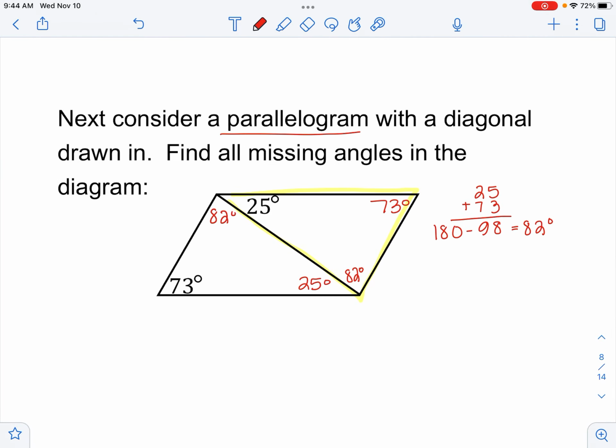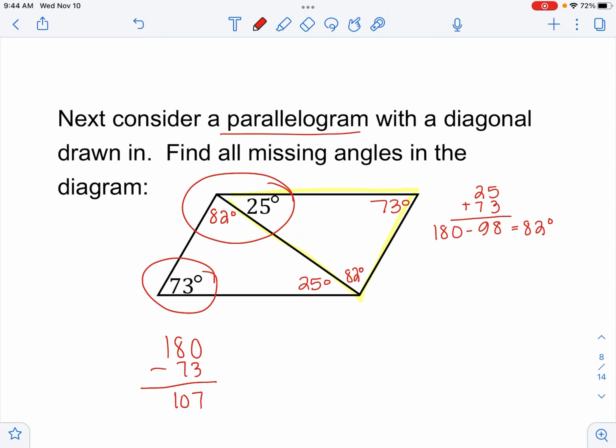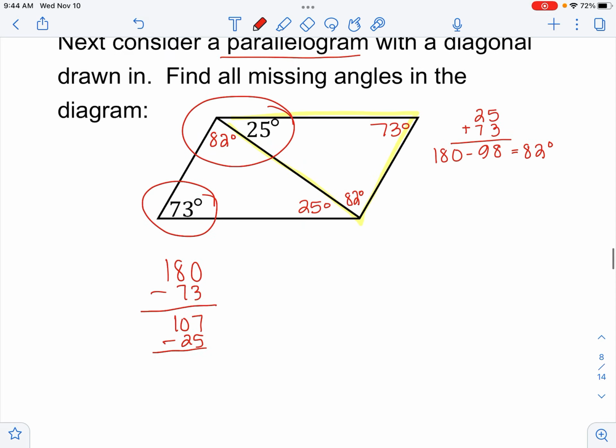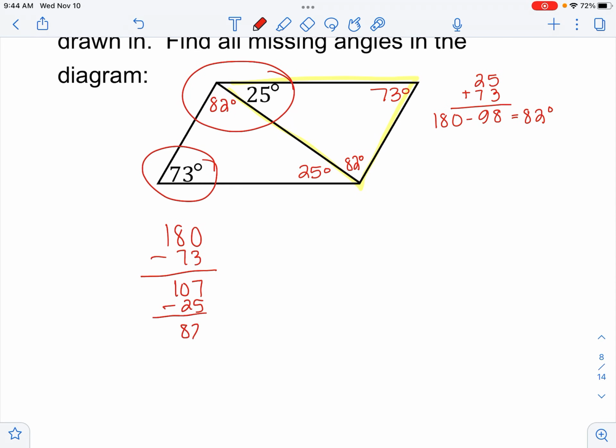82, 82. Another way of looking at it is that I know that this angle and this angle are supplementary. So I could have also done 180 minus 73, which is 107, and then I already used 25, and then I can get 82 degrees.